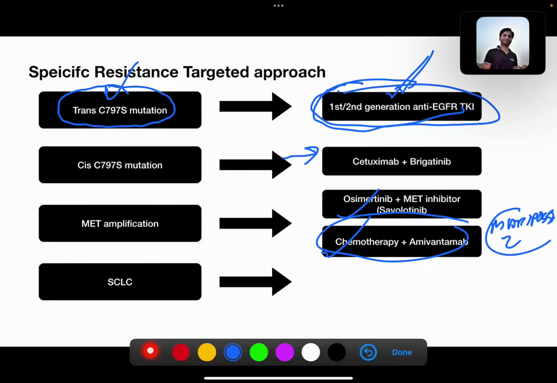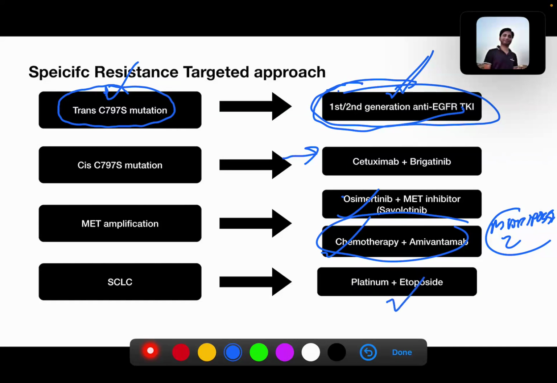We'll talk about that later. So MET amplification: osimertinib plus MET inhibitor, or chemotherapy plus amivantamab. We know that amivantamab is anti-MET as well, right? Then small cell lung cancer transformation: you can give platinum plus etoposide, like we treat small cell lung cancer.